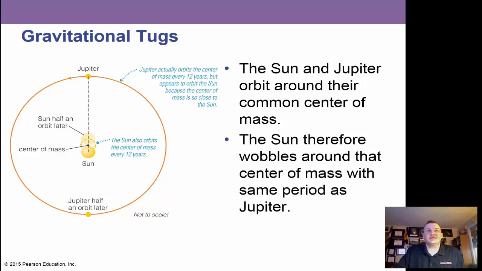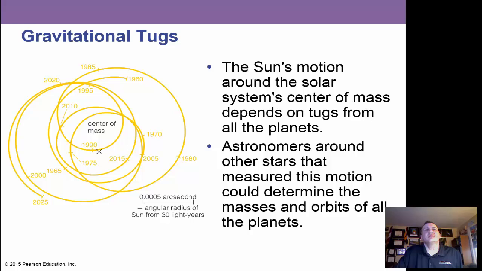So we can have a gravitational tug where the planet itself is tugging against the star, and we see that star move and wobble. So the Sun and Jupiter orbit around their common center of mass, and the Sun therefore wobbles around that center of mass with the same period as Jupiter. So that's one way. The Sun's motion around the solar system's center of mass depends on the tugs from all the planets, and we know that astronomers around other stars that measure this motion could determine the masses and orbits of all the planets.